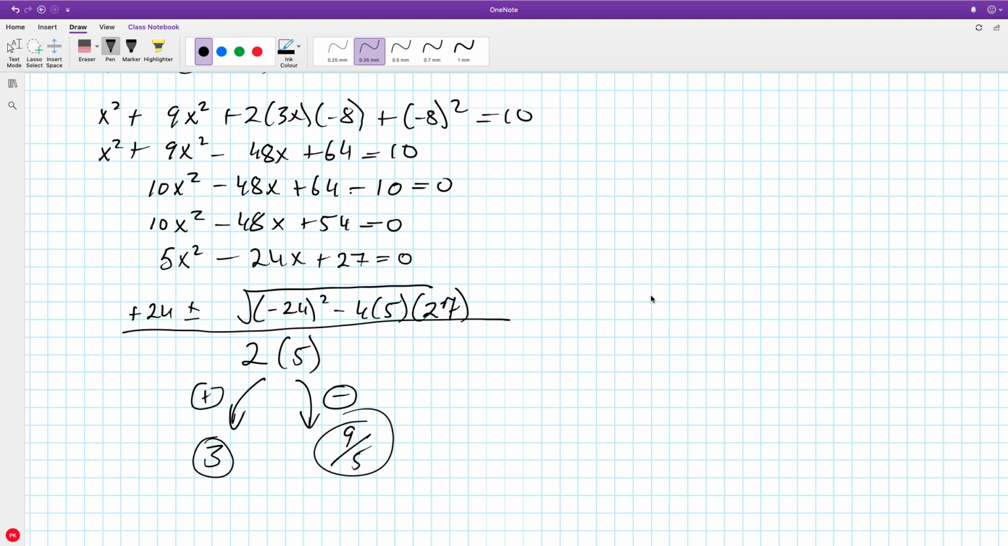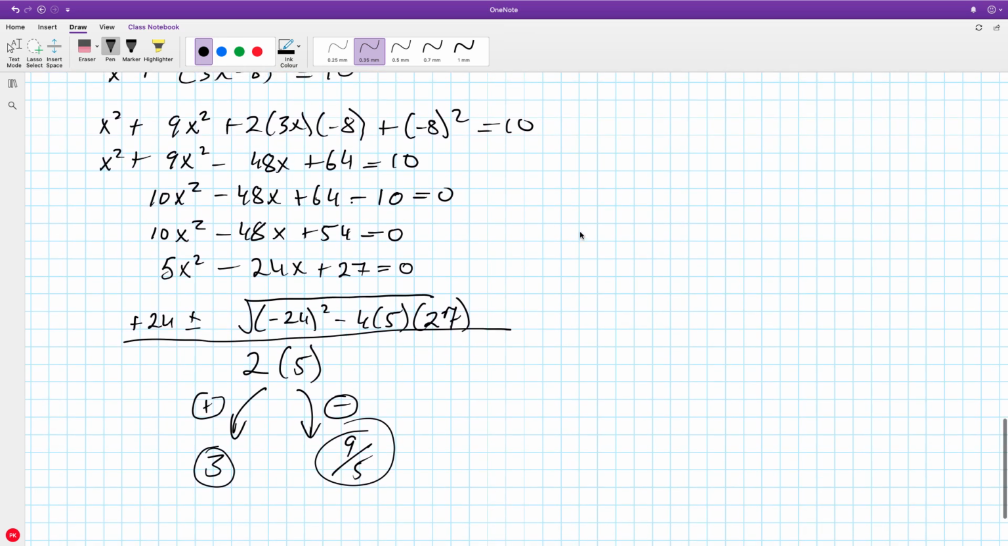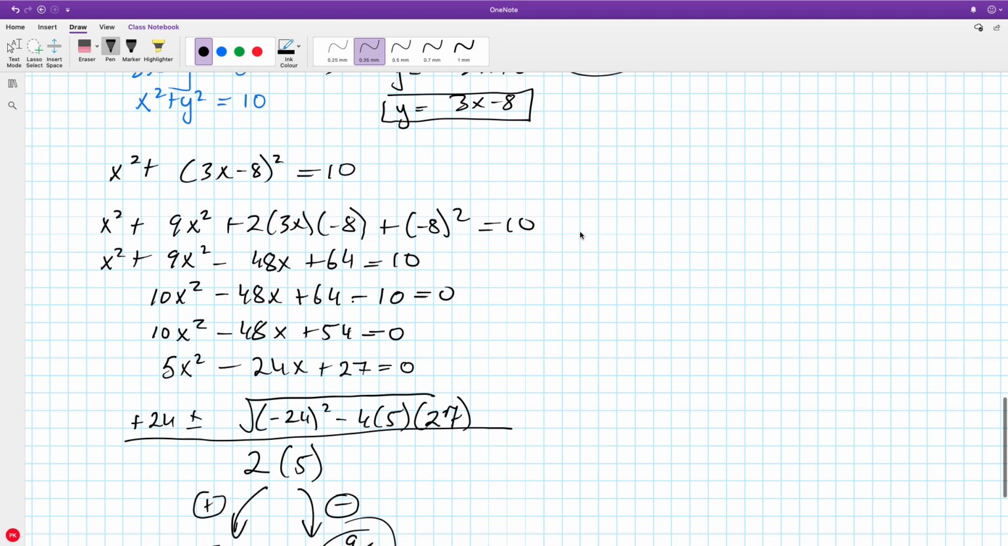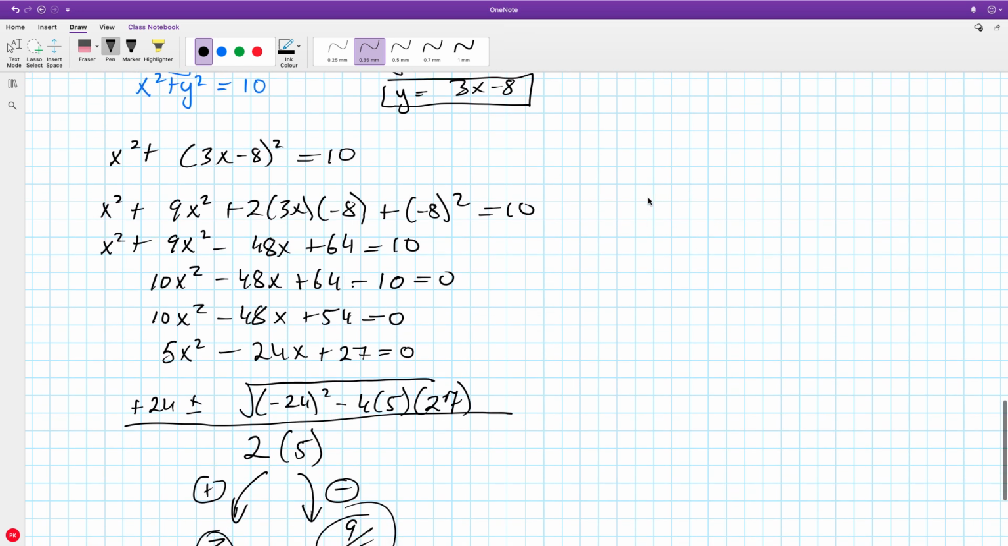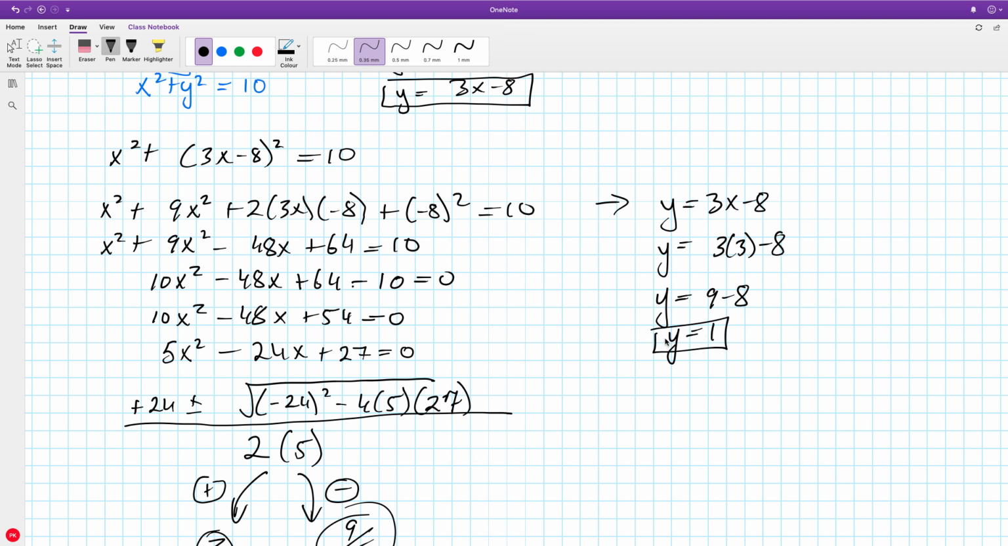Yeah, good stuff. What I'll do from here is sub it back into my top line. So we know y is equal to 3x minus 8. Y is equal to 3 times 3 minus 8. Y is equal to 3 times 3 is 9 minus 8. Y is equal to 1. Same thing again, y is equal to 3x minus 8. Y is equal to 3 times 9 over 5 minus 8. And y is equal to minus 13 over 5.